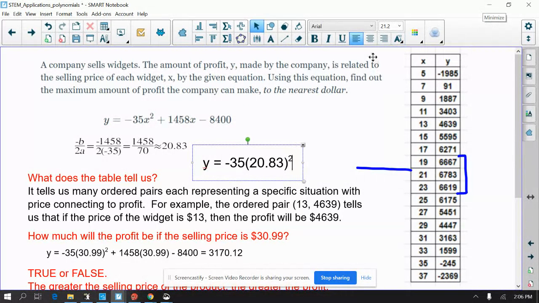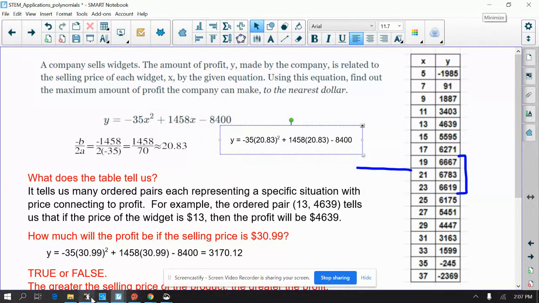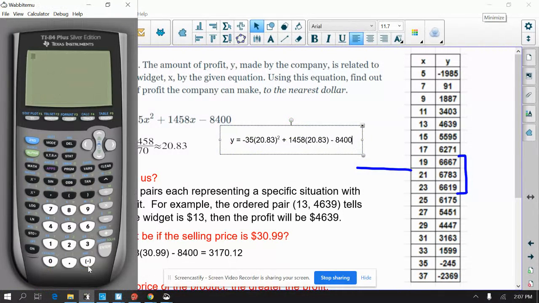And this is exactly how I'm going to type it into my calculator. You'll see in just a second. Negative 35 parentheses 20.83 parentheses squared, plus 1458 parentheses times 20.83 parentheses, minus 8,400, and enter.